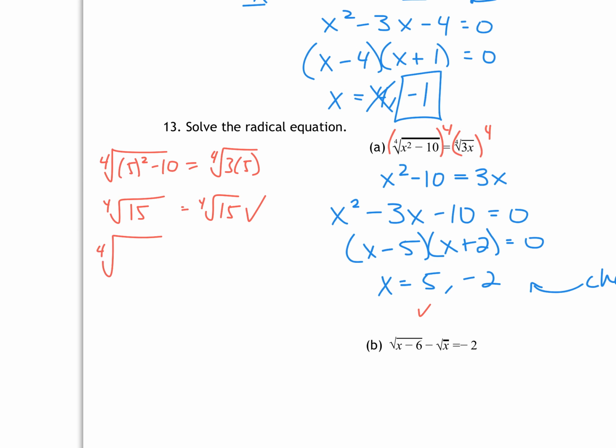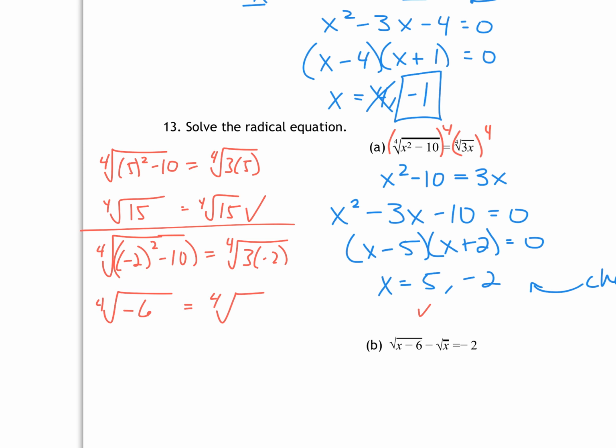Let's try -2. Equals the 4th root of 3 times -2. So 4th root of, that's 4. 4 minus 10 is -6. Equals 4th root of -6. And that actually works out, since they're both -6 as well. They'll just be imaginary numbers, right? Complex numbers. So both of them are solutions.